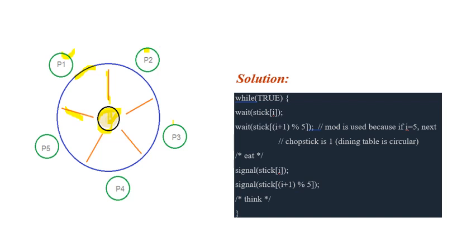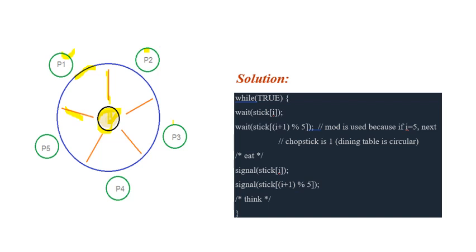From the problem statement, it is clear that the philosopher can think for an indefinite amount of time, but when the philosopher starts eating, he has to stop at some point of time. The philosopher is in an endless cycle of thinking and eating. So for the solution, you can see there are 5 chopsticks, one for each of the philosophers.